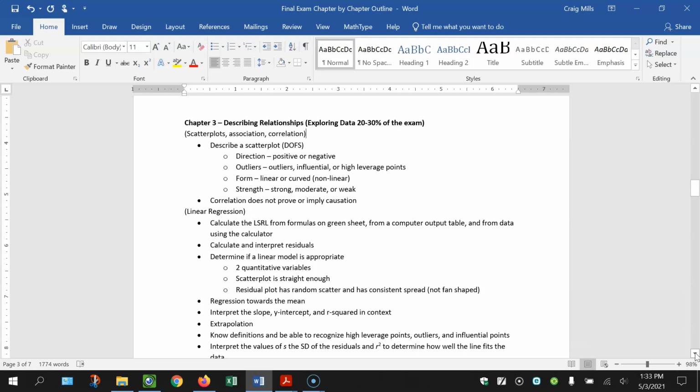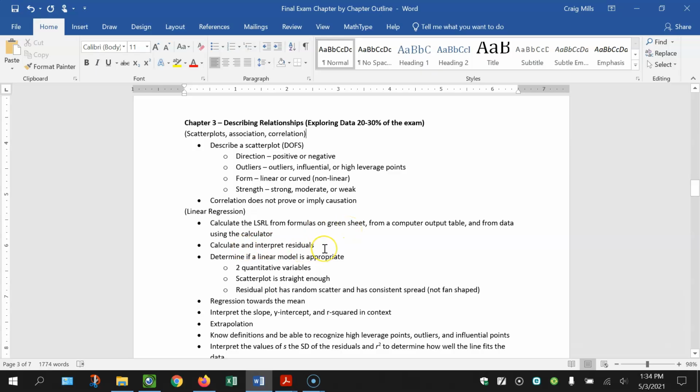Understanding the word correlation, that does not prove causation. We'll come back to that in chapter 4, I think. Linear regression: how to calculate a least squares regression line, either on your calculator, from a regression output, how to write the equation, or using the formulas on your green sheet.